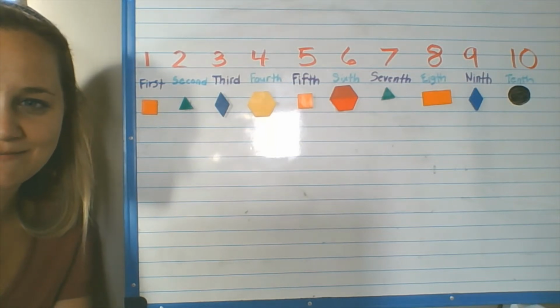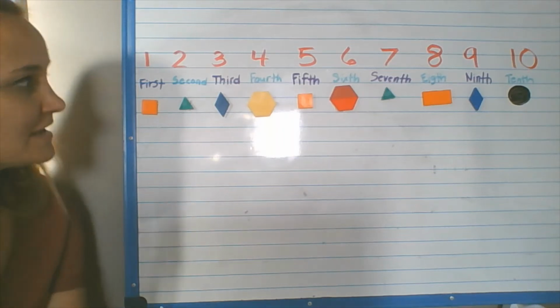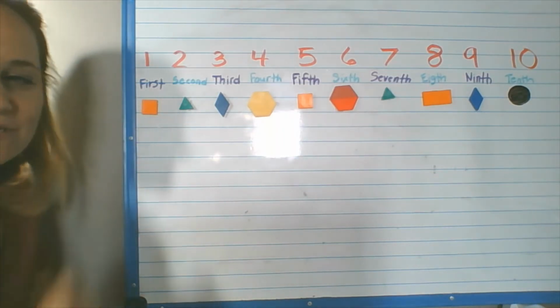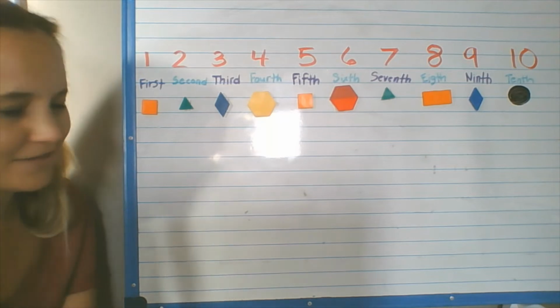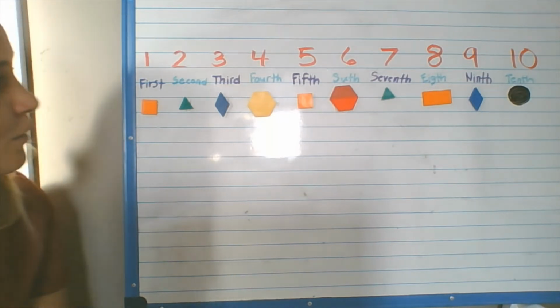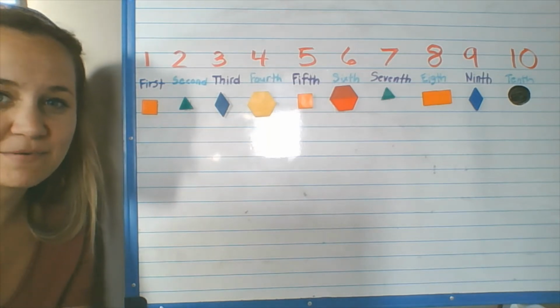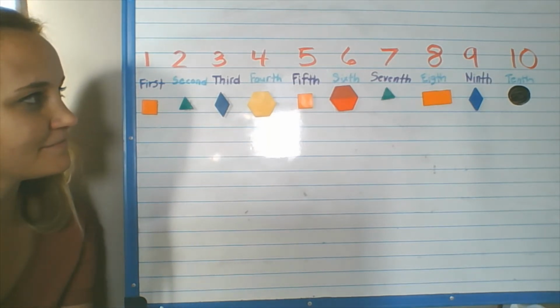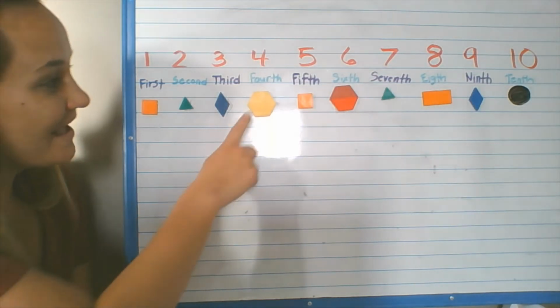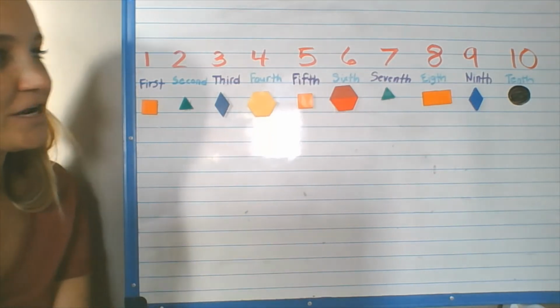What is the name of it? That's right, the first shape is the square. Good. A little bit harder. Ready? What is the name of the fourth shape? The fourth shape. The hexagon is the fourth shape.